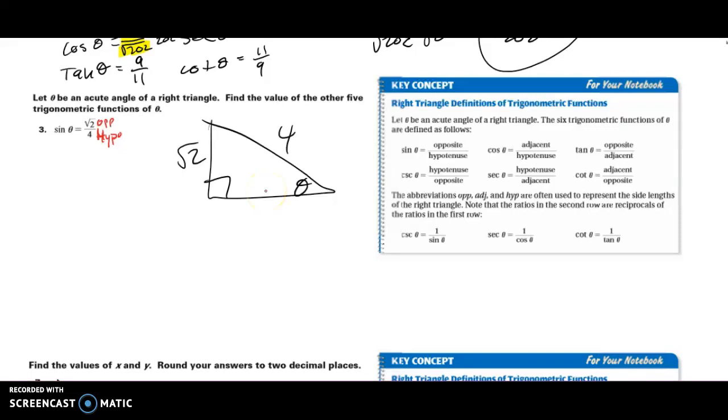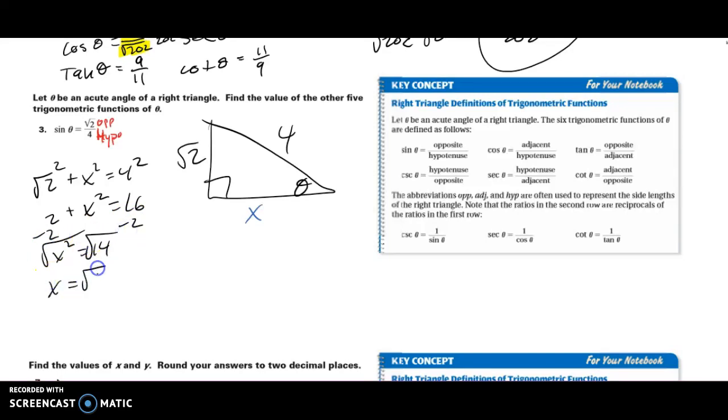So then now we need to find x. Okay, so I'm going to call this x here, and so we're going to do the Pythagorean theorem. So root 2 squared plus x squared is equal to 4 squared. So this equals 2. When you square root, nothing happens really. Subtract 2. So we get x squared is equal to 14. We square root it, so x is going to equal the square root of 14. If you'd like to take a decimal, that's fine, but I'm going to leave it like that.